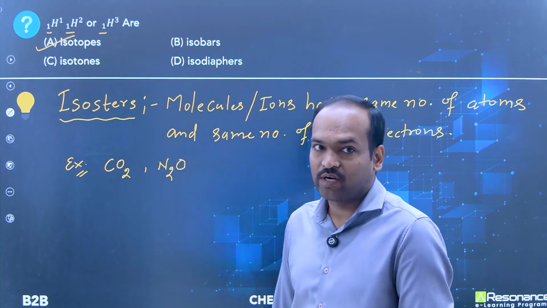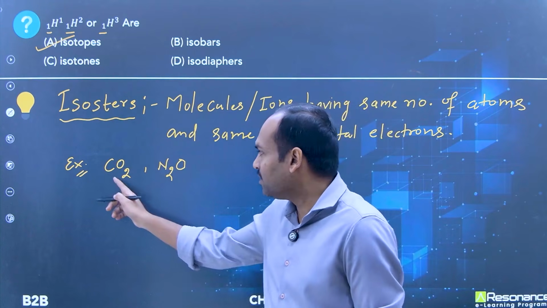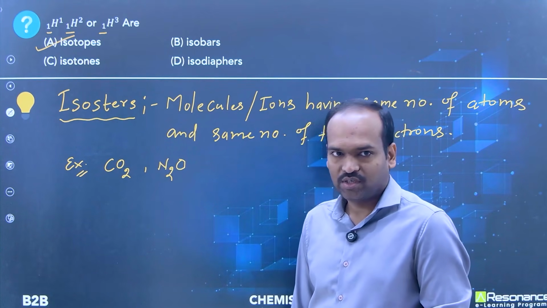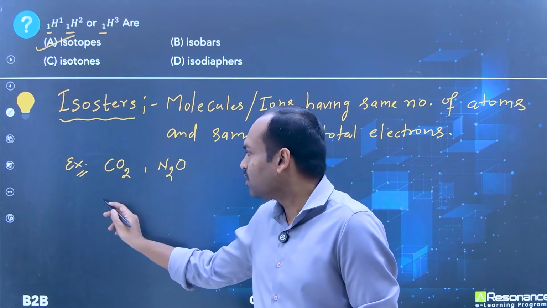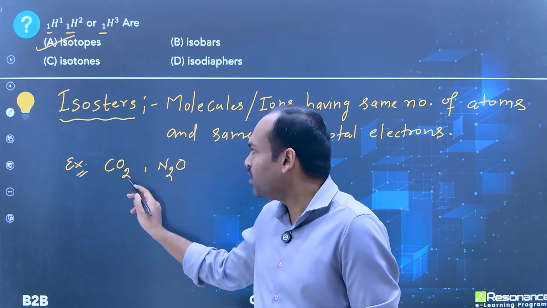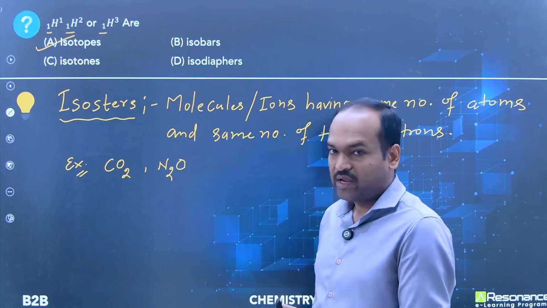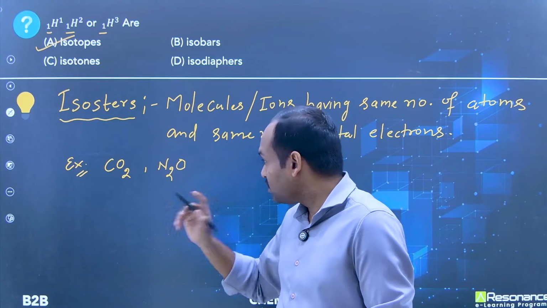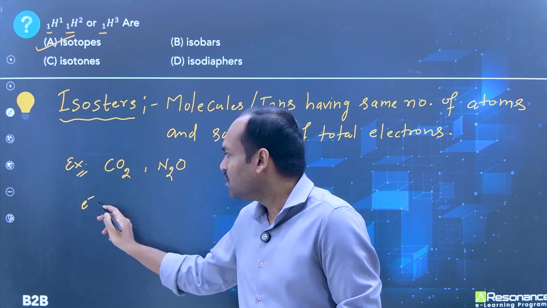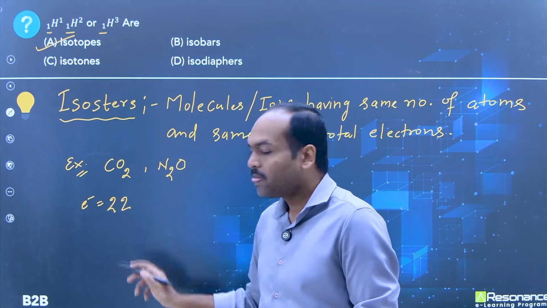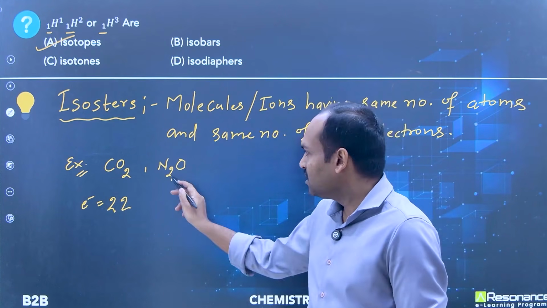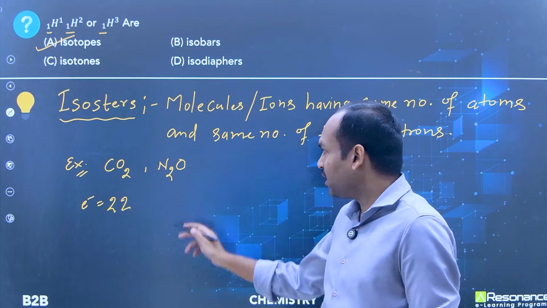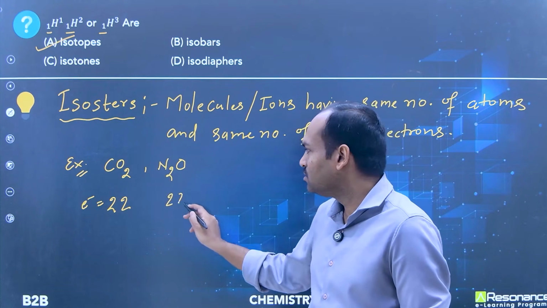Isosters are molecules or ions having the same number of atoms and the same number of total electrons. Now, how to count the total electrons? Carbon atomic number is 6 and oxygen atomic number is 8. So if I count the total electrons in CO2, it is 6 plus 8 into 2. 16 plus 6 is 22 electrons. For N2O, nitrogen is 7, 7 into 2 is 14, and 14 plus 8 is also 22.